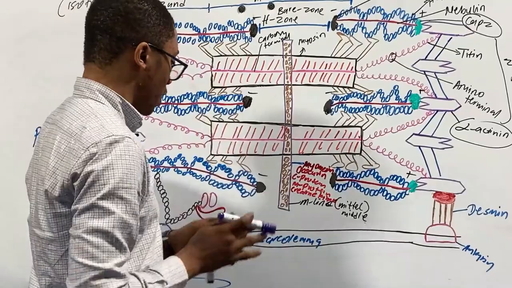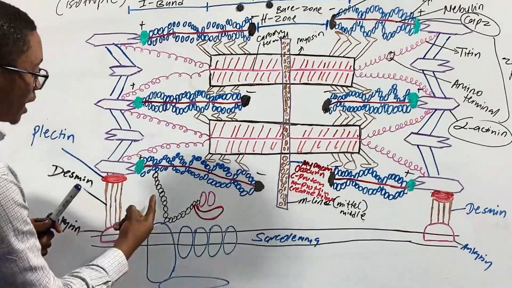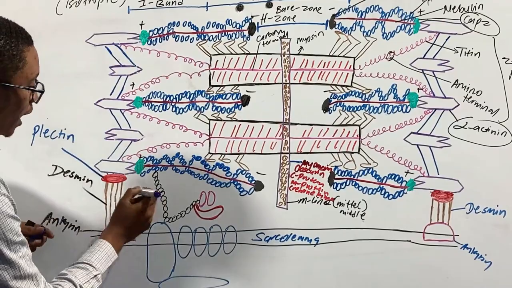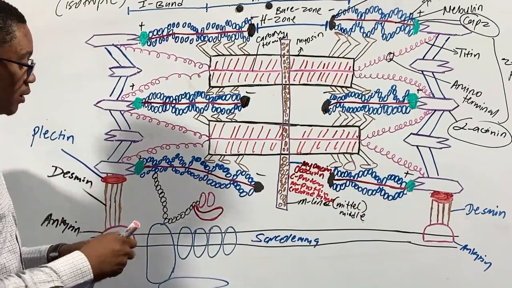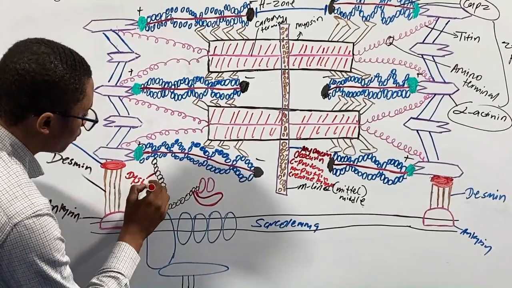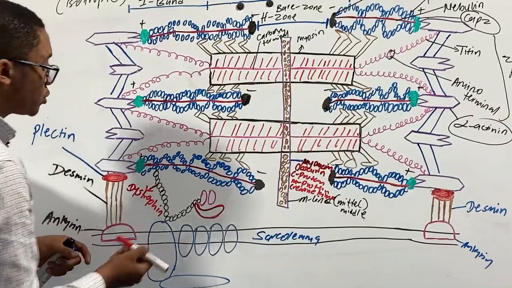Now let's look at another important cytoskeletal protein, known as dystrophin. This circular structure here is known as dystrophin. I think I should write that in the red pen. So this structure here is dystrophin. Dystrophin is actually pencil shaped or rod shaped.